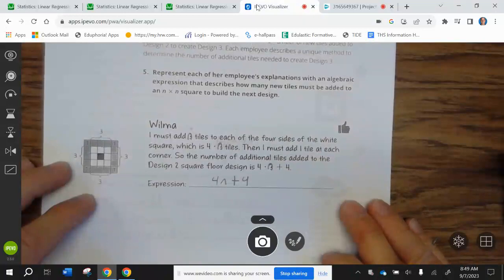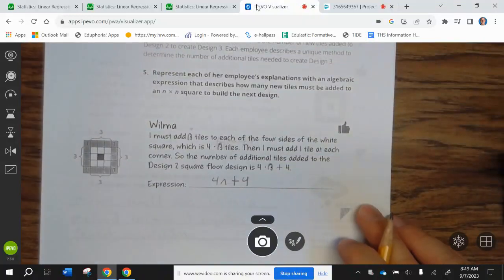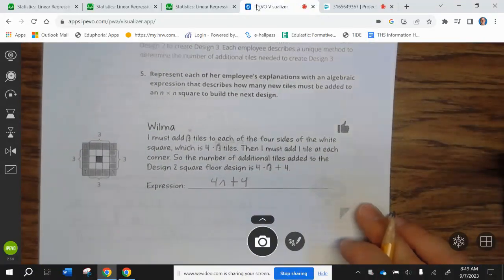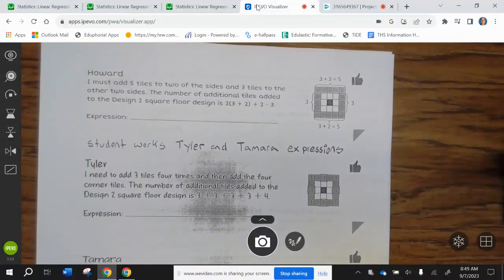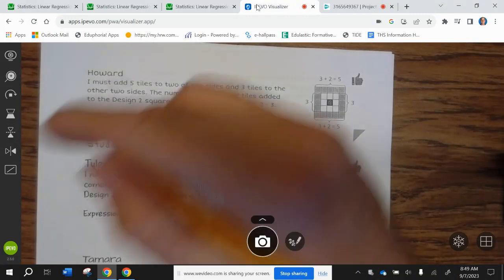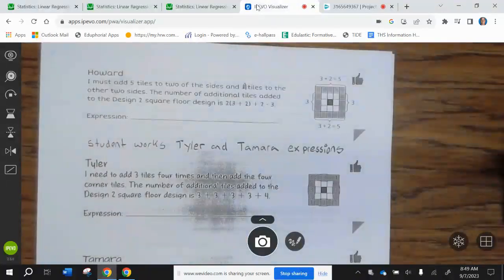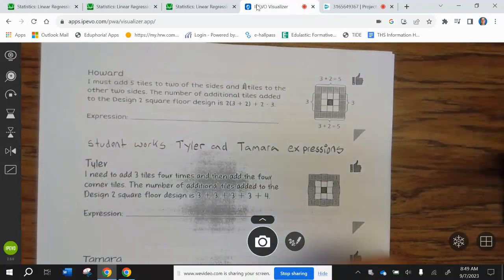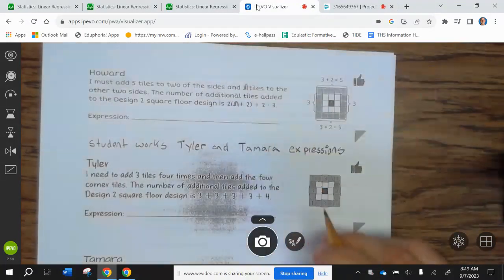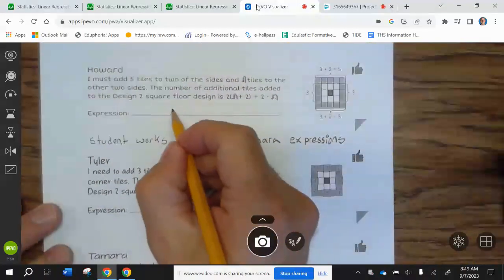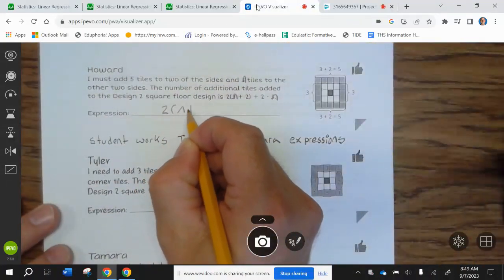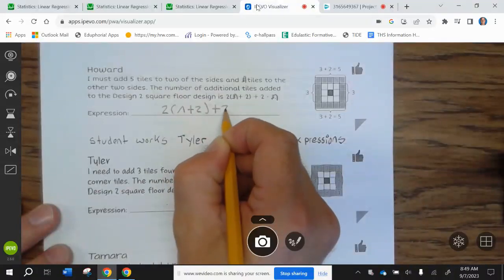All right, go ahead and finish up Wilma. Now let's take a look at the next page. All right, Howard. I must add 5 tiles to 2 of the sides and n tiles to the other 2 sides. The number of additional tiles added to Design 2 square floor design is 2, parentheses, n plus 2, plus 2 times n. So Howard's expression is 2 times n plus 2 plus 2n.